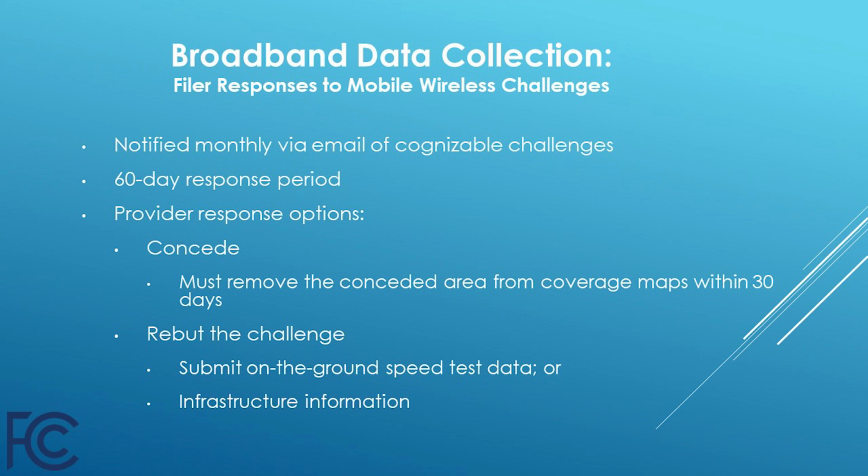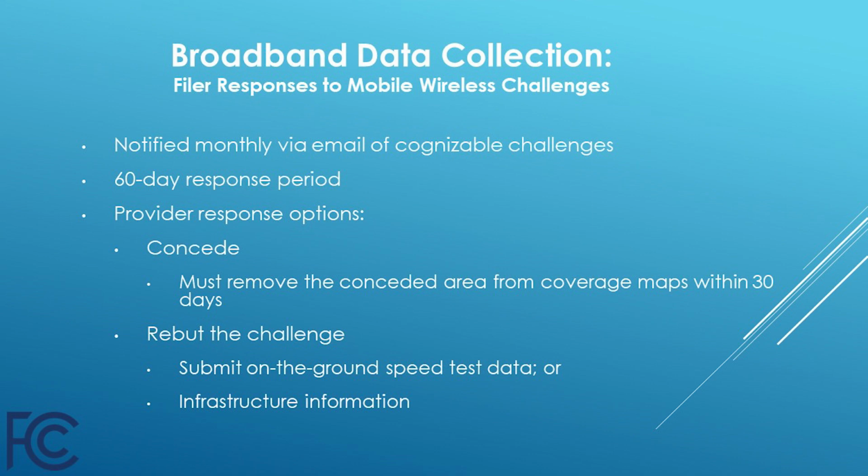Mobile broadband service providers will be notified monthly via email of all cognizable challenges to their coverage maps. A provider must respond to a cognizable challenge no later than 60 days after the email notification is sent. A mobile provider may either concede the challenge, which requires it to move the conceded area from its coverage maps, or attempt to rebut the challenge by submitting either on-the-ground speed test data or infrastructure data. Failure to respond within 60 days will result in a finding against a provider, after which it must correct its BDC information within 30 days to conform to the conceded challenge.